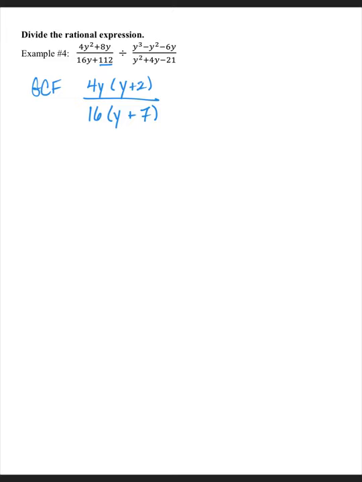Wait, hold your horses here. This is a division. So when we divide two ratios, we need to remind ourselves that we are actually multiplying by the reciprocal. And the reciprocal of this second ratio means that I'm going to flip this fraction, or interchange the numerator and the denominator. So let's make this a multiplication. I'm going to copy this over just so I don't mess myself up. X cubed minus y squared minus 6y. And my numerator now becomes y squared plus 4y minus 21. All right, just for sake of organization, I'm going to rewrite my first ratio.